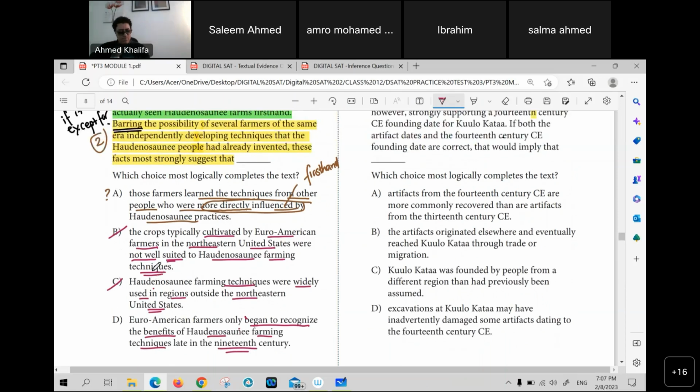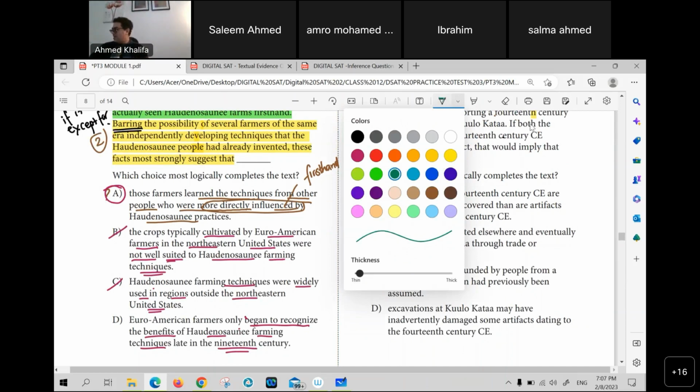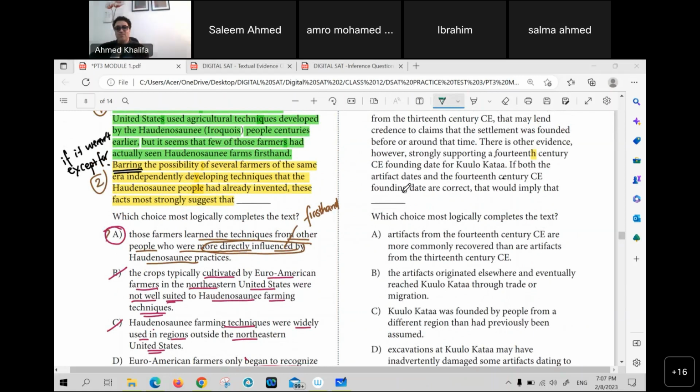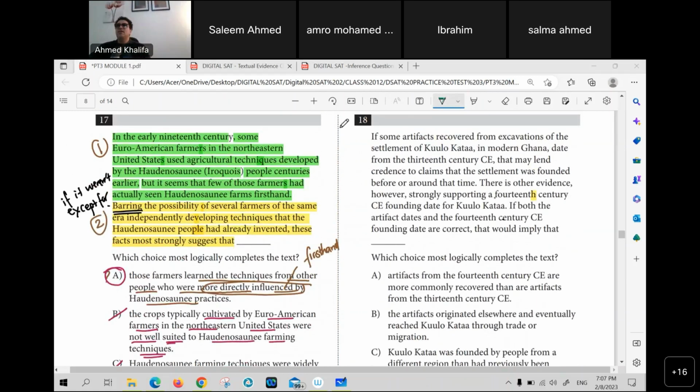For me, guys, they didn't learn the techniques firsthand, and some farmers developed it, but the Haudenosaunee people created it. That means those farmers learned the techniques from other people who were more directly influenced by Haudenosaunee practices. So I'll go for A. Omar Tawfik, you understand? Yes. Okay. What about people online? Tell me. Come here now, guys, this is very nice. We've started. Omar Tawfik, honestly these questions need no talk at all. What about this one, guys?